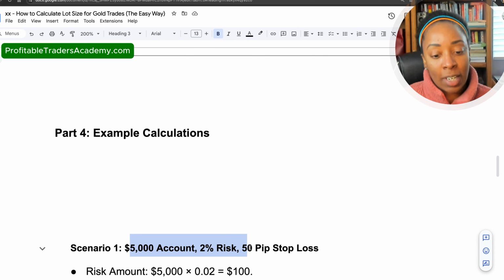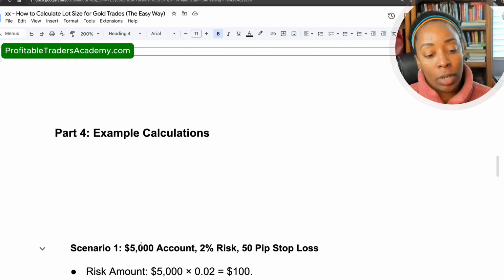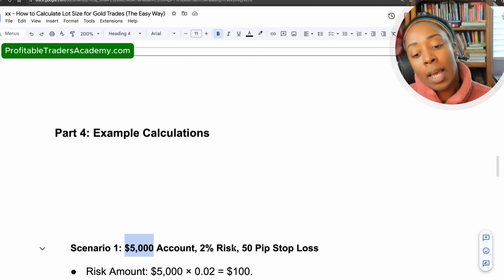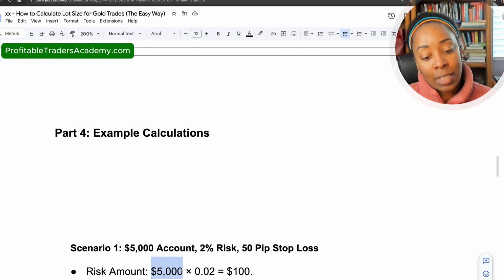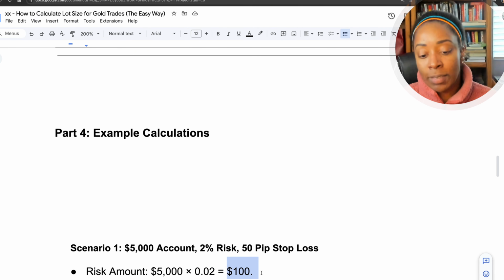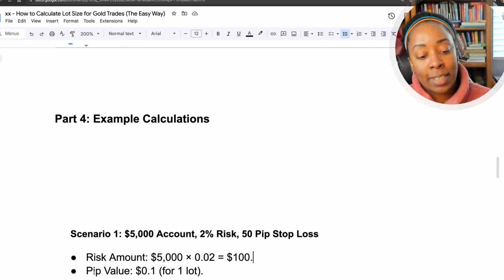We have a $5,000 account and we want to risk 2% and have a 50 pip stop loss. So 2% of a $5,000 account is going to be $100. And then we're going to have this 50 pip stop loss. So the first part, we just do 5,000, our account size, multiply it by 2%. As a decimal, it's 0.02. And then that gives us $100. Easy.